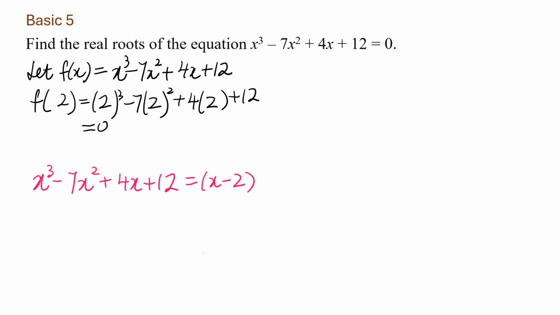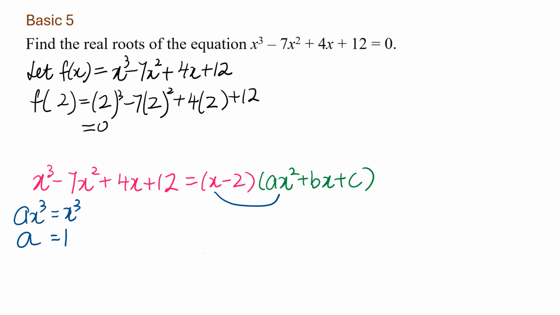And a cubic polynomial is equal to a linear factor multiplied by a quadratic. Here again we have to find the unknowns a, b, and c. This is not new to you. We've already done a few questions on that. So let's find the value of a first, and go on to find the constant term. The constant is negative 2 times c, which gives you the constant term on the left hand side.